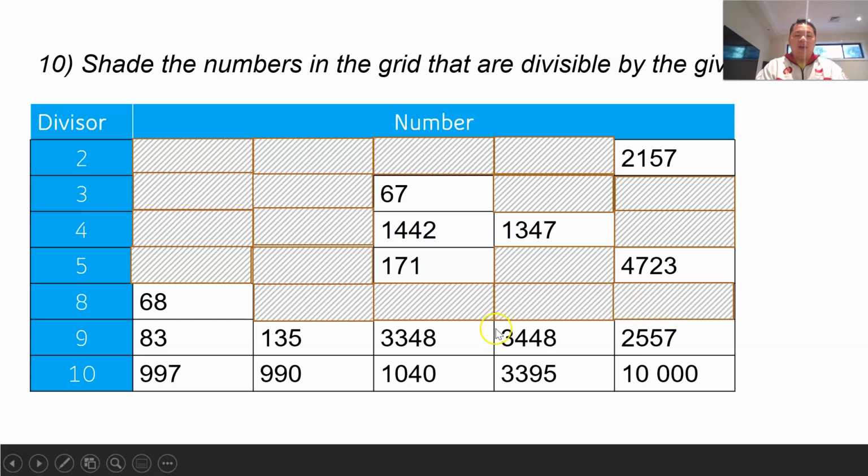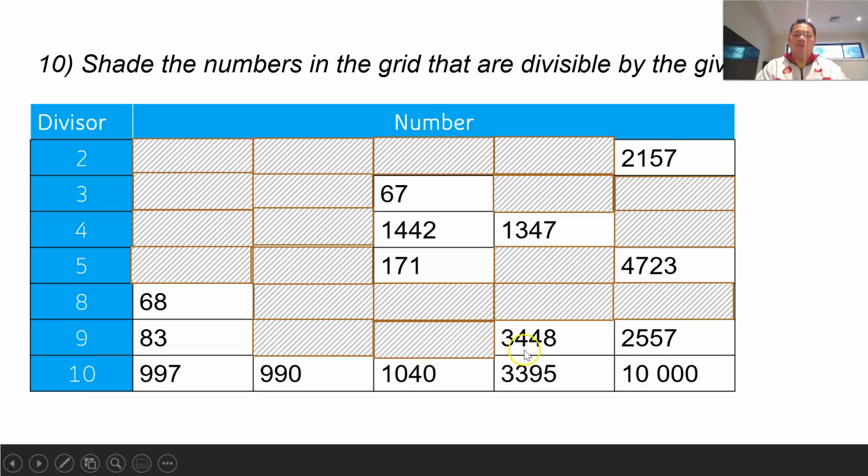9. For 9, you need to add up all the digits, and check whether the sum of the digits is divisible by 9. 8 plus 3 is 11. No, it's not divisible by 9. 1 plus 3 plus 5. Yes, it's divisible by 9. 3 plus 3 is 6. 6 plus 4 is 10. 10 plus 8 is 18. Yes, it's divisible by 9.